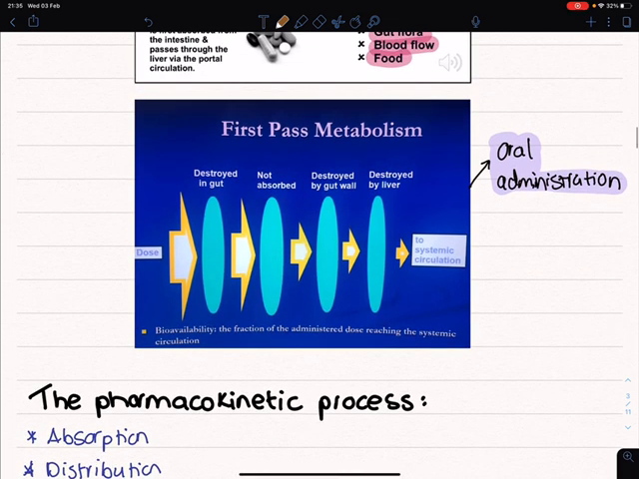There's also a nice figure about what first pass metabolism is. I also wrote oral administration. This is what happens when oral administration is used: some of the drug is destroyed in the gut, some is not absorbed, some is destroyed by the gut wall, some is destroyed by the liver, and then the bioavailability will be low.